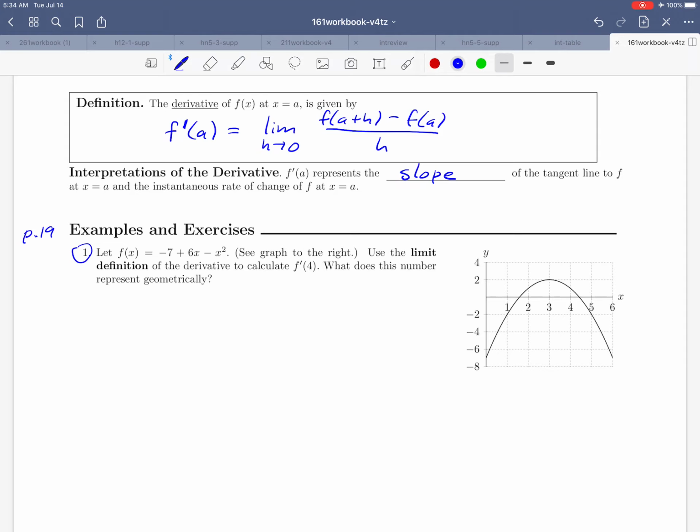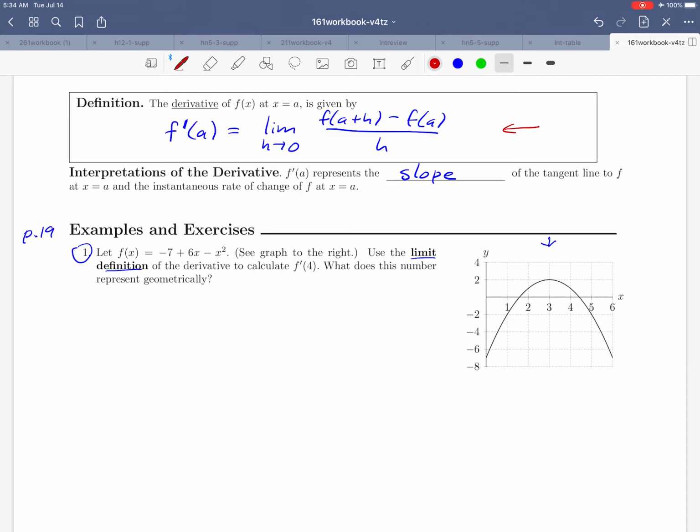So they're giving us a function f of x equals negative 7 plus 6x minus x squared. They give us a graph of the function over here to the right. And they'd like us to use the limit definition of the derivative to calculate f prime of 4. Now, when they say limit definition, what they're referring to is this formula up here that we wrote down. That's what we're going to be using to calculate the derivative.